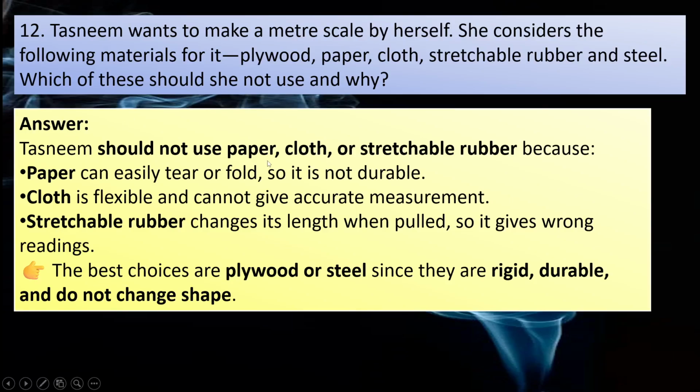Answer. Tasneem should not use paper, cloth, stretchable rubber because paper can easily tear or fold, so it is not durable. Cloth is flexible and cannot give accurate measurement. Stretchable rubber changes its length when pulled, so it gives a wrong reading. The best choices are plywood or steel, since they are rigid, durable, and do not change shape.